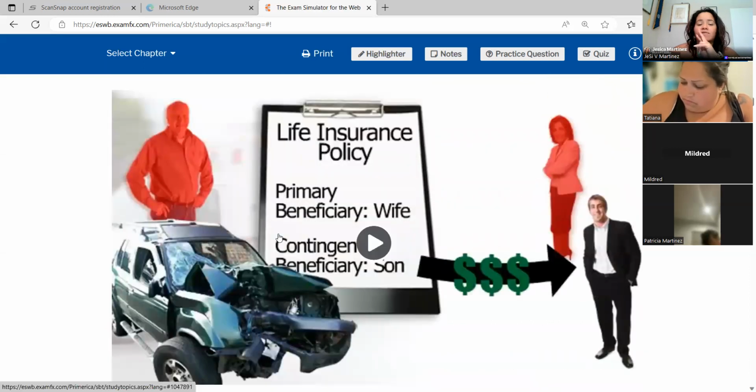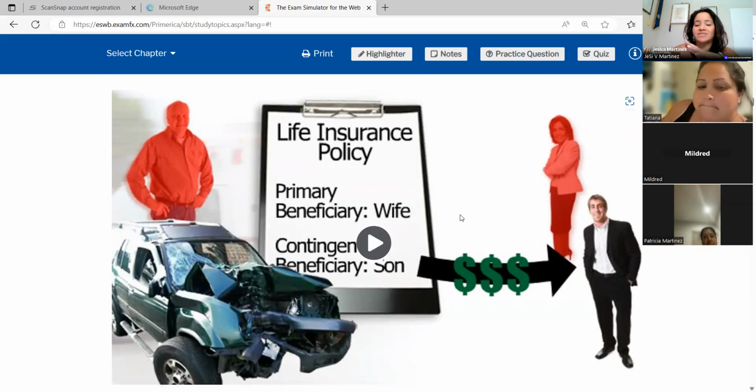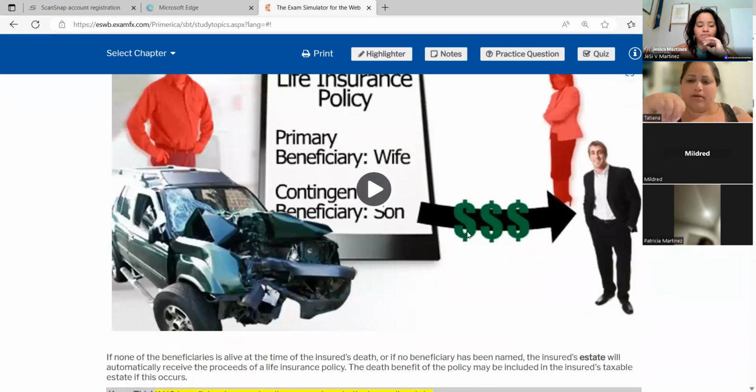Now, let's say husband and wife are in an accident together and both of them die from that accident. You cannot determine who died first or second. Does not matter, the insured passed away, the primary beneficiary passed away. So the one that gets the insurance is the son. Right? So at that point, it's assumed that the first to die was the insured.